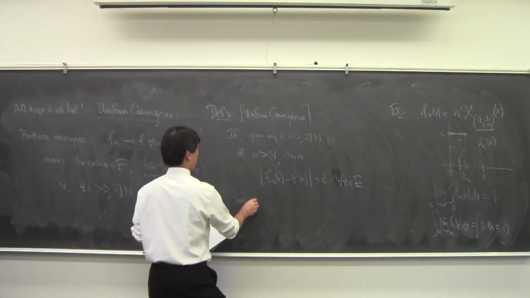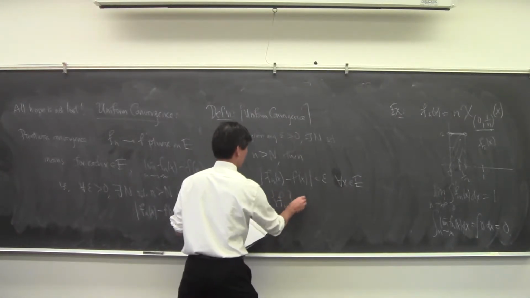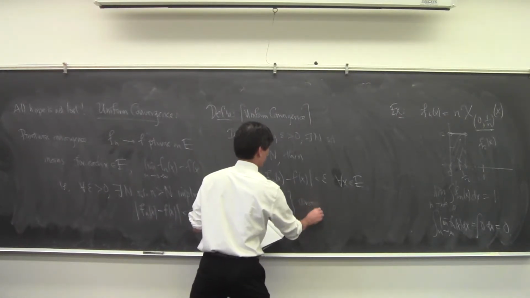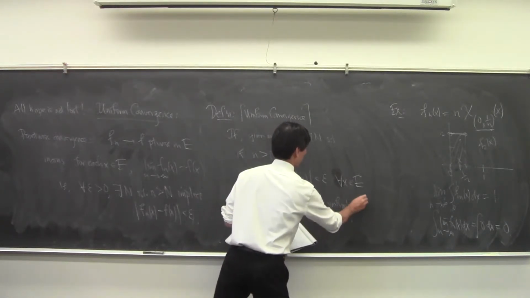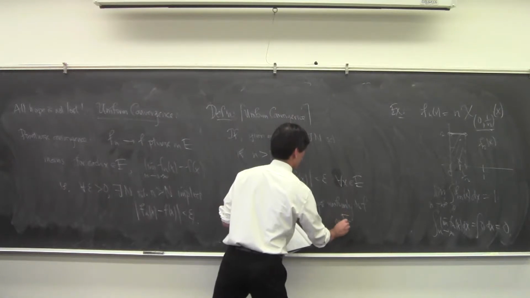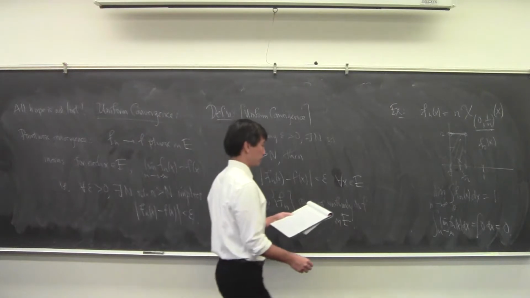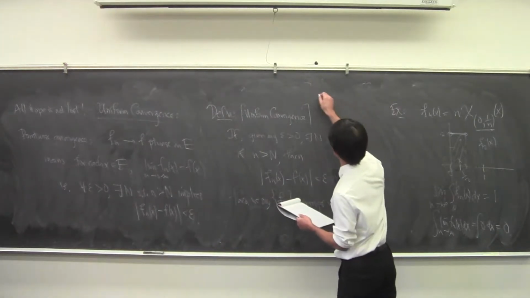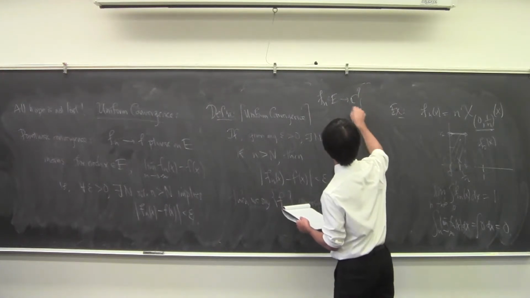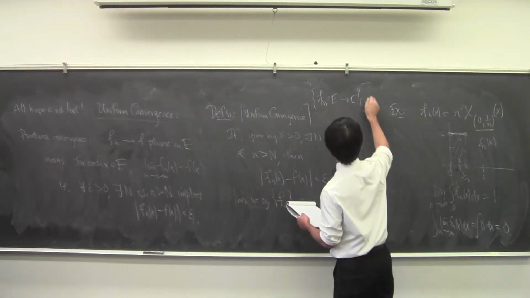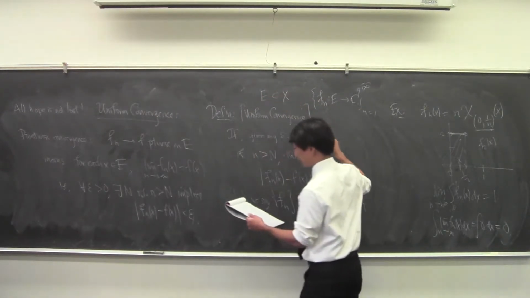Then we say f_n converges uniformly to f on E. So the setting is the same as before: f_n is a sequence of functions, and this E lies in some metric space.